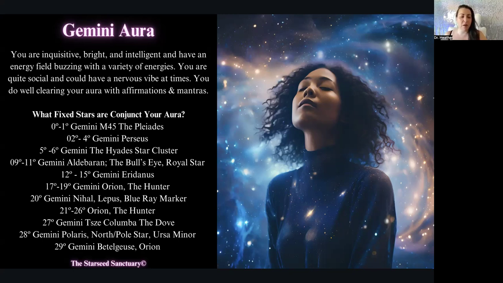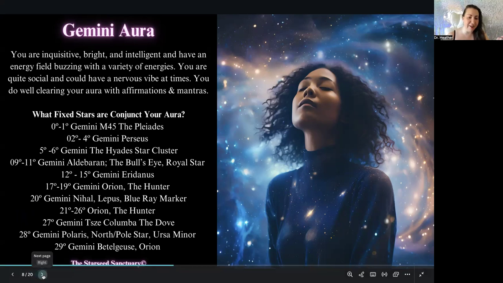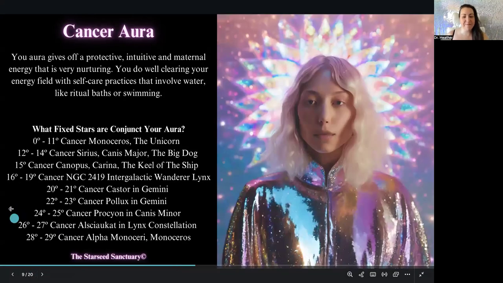27 degrees will be Columba the dove. 28 degrees will be Polaris, the pole star. Really cool. Let me know if that's one of yours. And then 29 degrees will be Betelgeuse and Orion. So let me know where your asteroid aura is, if it's any of these.